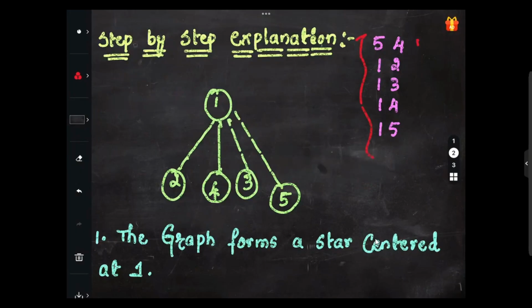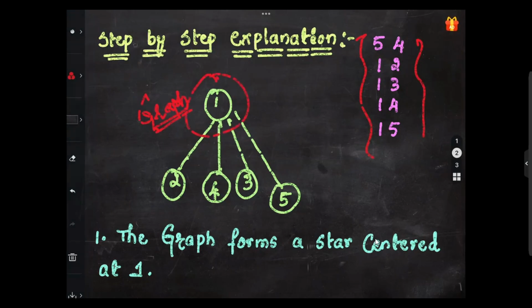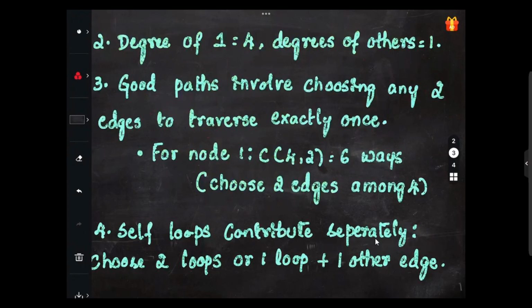So this is the input that they have given and this is the graph actually. You can just have a look into it. 1 to 2, 1 to 3, 1 to 4, 1 to 5, right? So this is the center basically. Now the graph forms a star centered at 1. From this one node 1 itself, we are connecting all other nodes 2, 3, 4 and 5. The second point here is the degree of 1 is 4, and the degree of the others is quite obviously 1. So this is fine, I believe, easy.